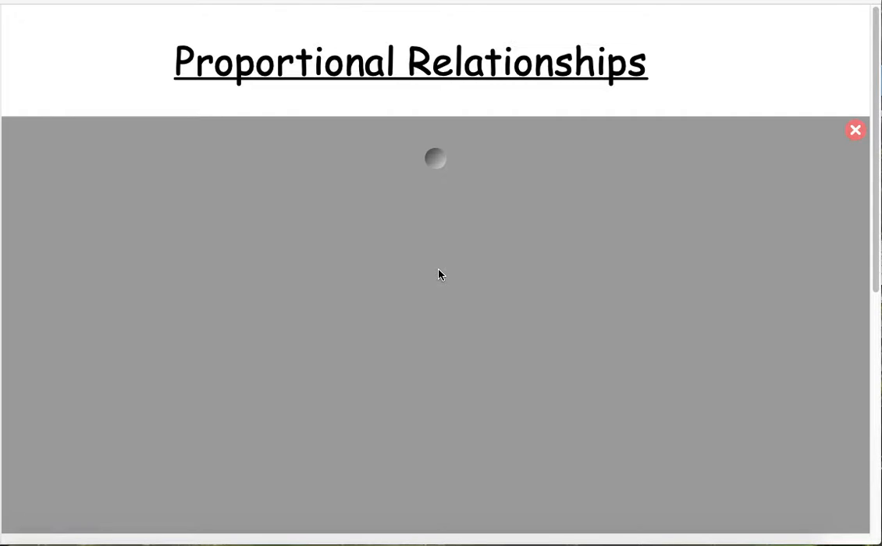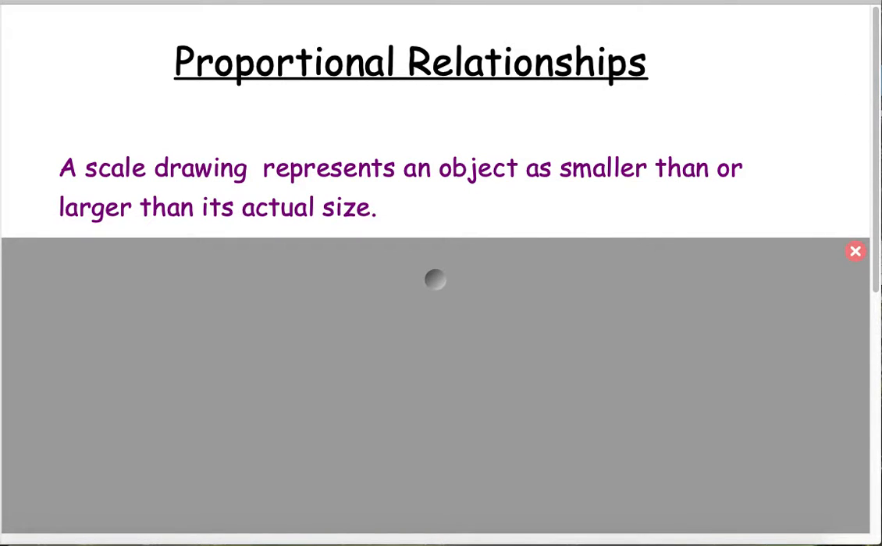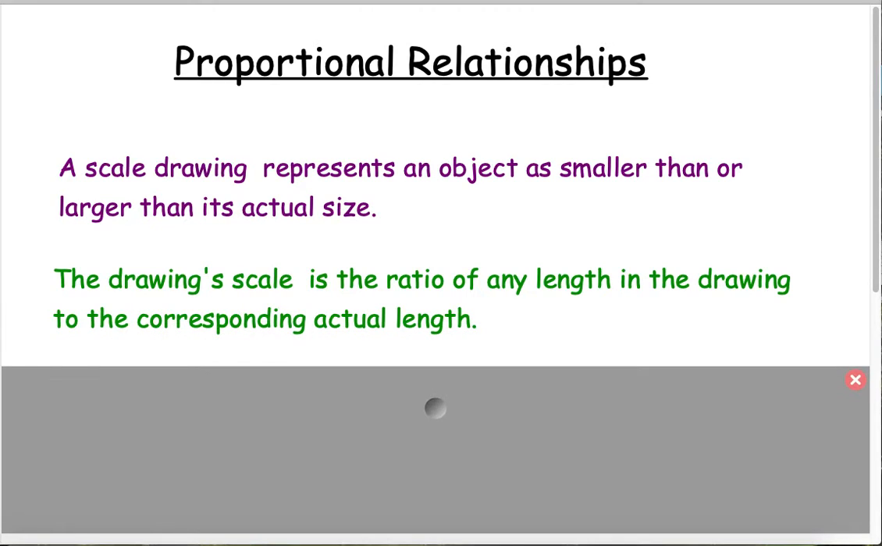Okay, let's use what we know about proportional relationships to solve some application type problems. A scale drawing represents an object as smaller than or larger than its actual size. You've probably seen a lot of different scale drawings. Looking at a map, they have a scale on a map. The drawing scale is the ratio of any length in the drawing to the corresponding actual length. So the scale is a ratio.